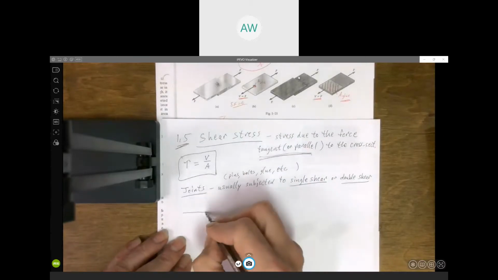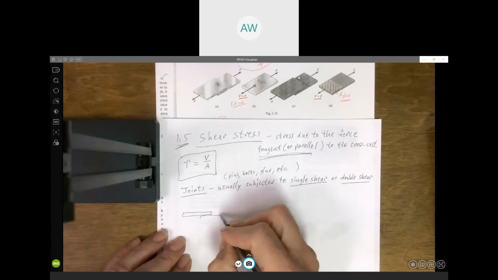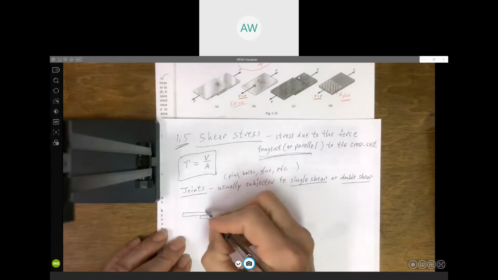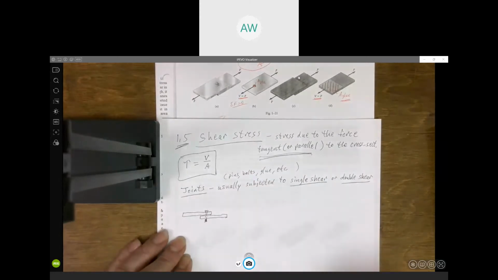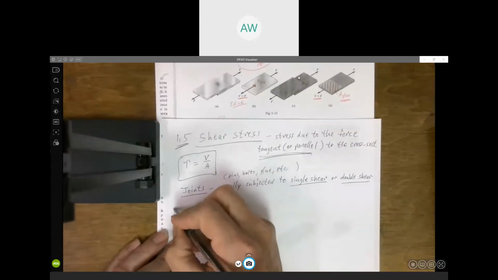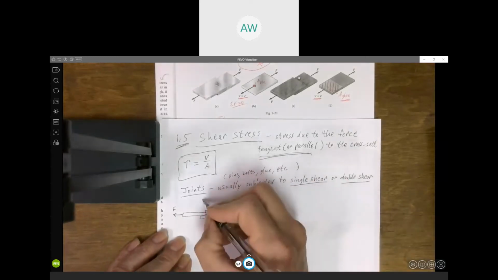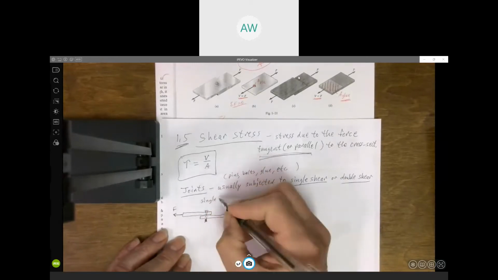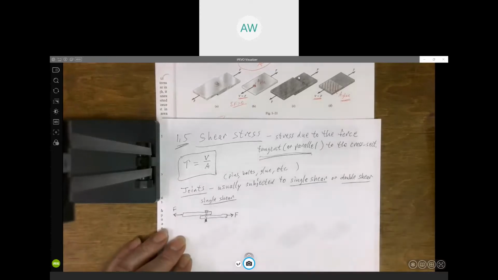Now, if you looked at this from the side, you've got these two plates, right, and you've got this bolt that runs through here. And we're going to pull on this one with some force F, and we're going to pull on this one with some force F. Again, this is what we call single shear. If you've got two things like this bolted or pinned together in this manner, it's what we call single shear.